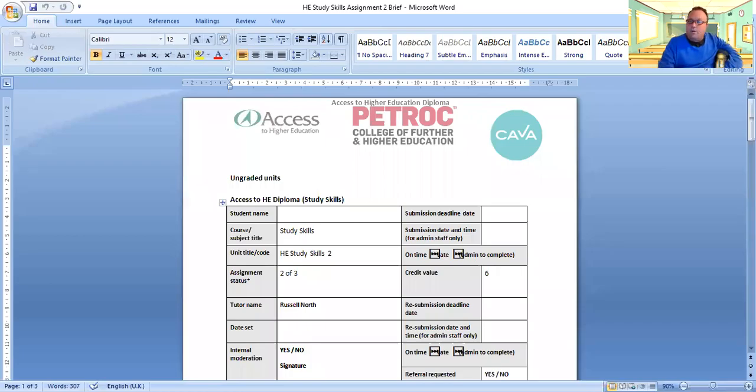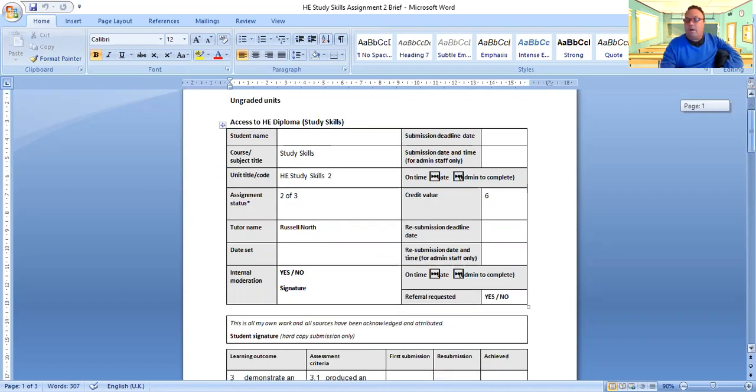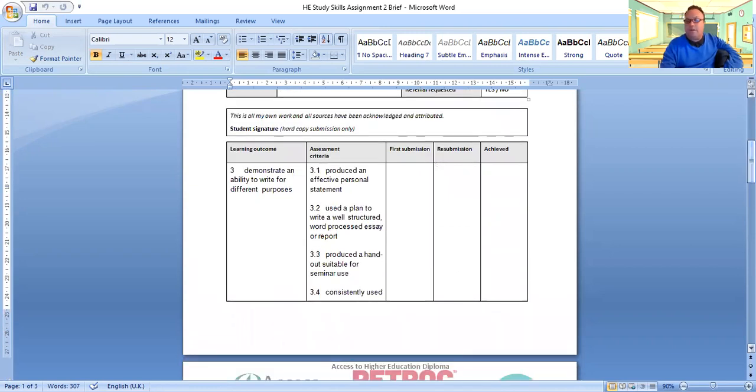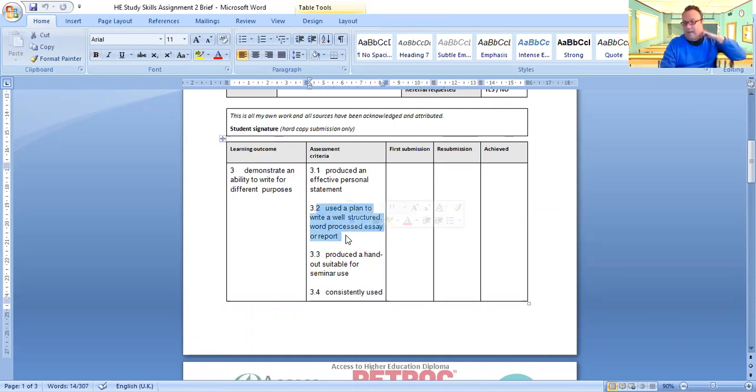Okay, so on to study skills, HE study skills, to the unit. This is a double credit unit, so it's 6, but we're only looking at one particular part of it today, which is specifically to use a plan to write a well-structured word processed essay. In this video, we're looking specifically at essay writing rather than report writing, which we can look at elsewhere.